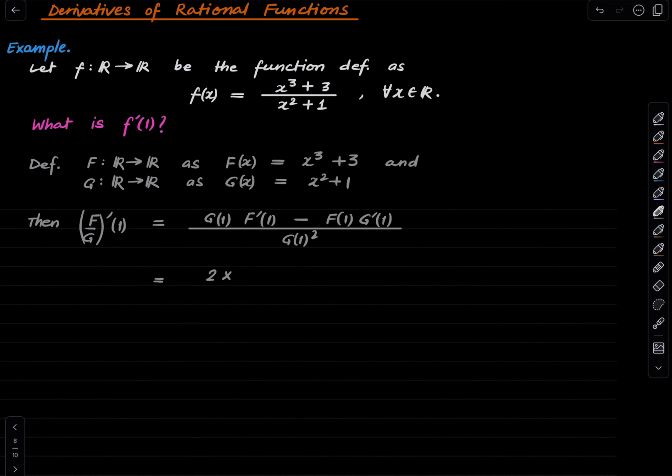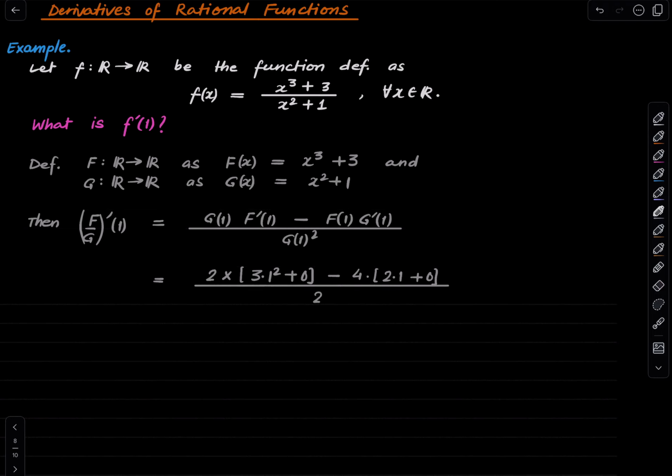F prime of 1 is 3 into 1 square plus 0. I'm skipping a lot of steps. What is the derivative of capital F at 1? It is a polynomial and we are differentiating a polynomial. So at any x, the derivative is this. At 1, therefore, the derivative becomes that. And then minus, what is f of 1? F of 1 is 4. And g prime of 1 is 2 times 1 plus 0. Divided by g of 1 square. G of 1 is again 2 and we are squaring it.